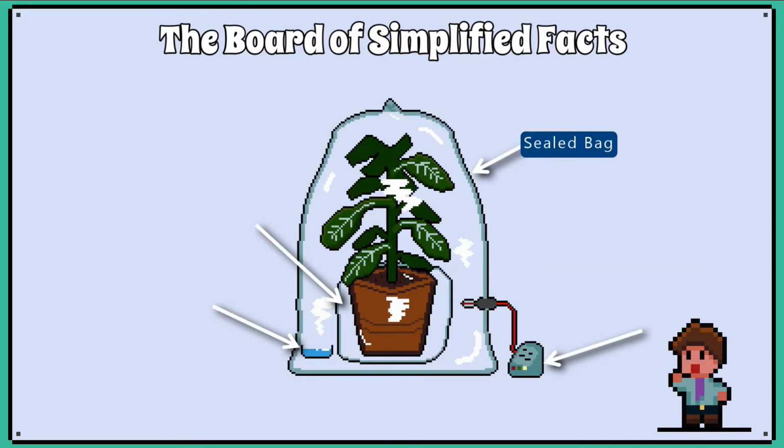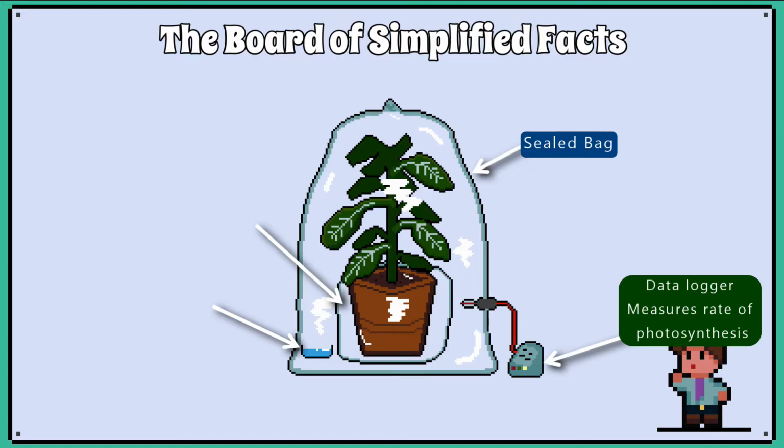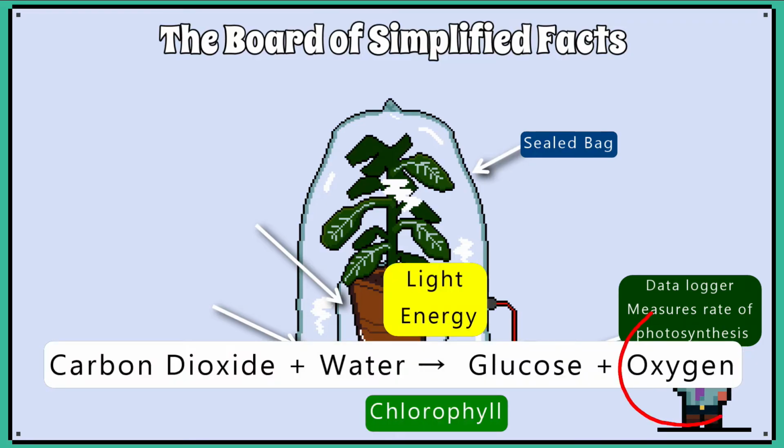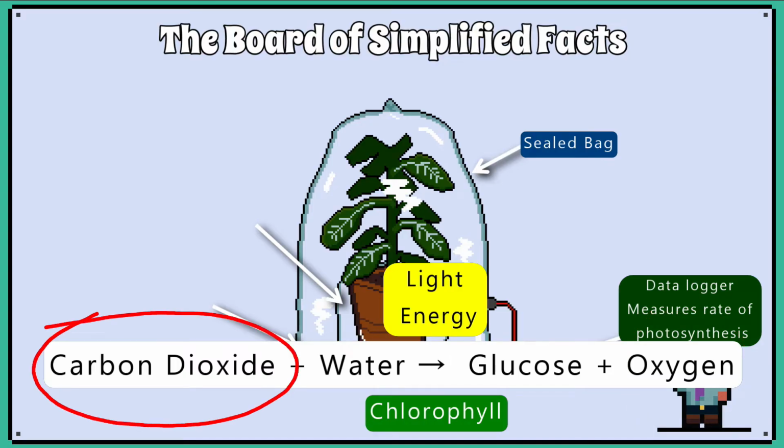Here we have a plant inside a sealed bag. There is a data logger that's measuring the atmosphere inside the sealed bag. What it can do is it can measure the rate of photosynthesis by either measuring the oxygen produced over time or the carbon dioxide levels decreasing over time.